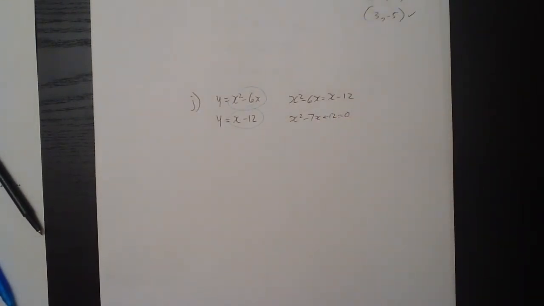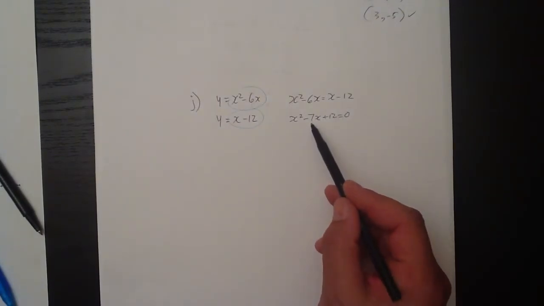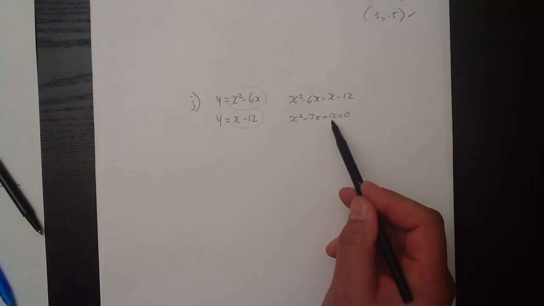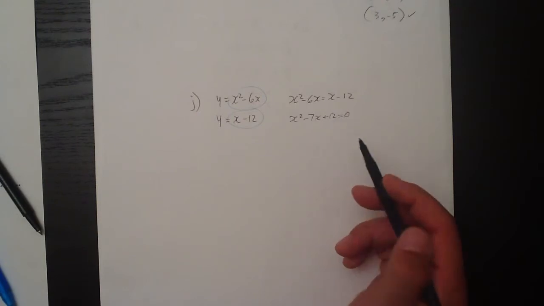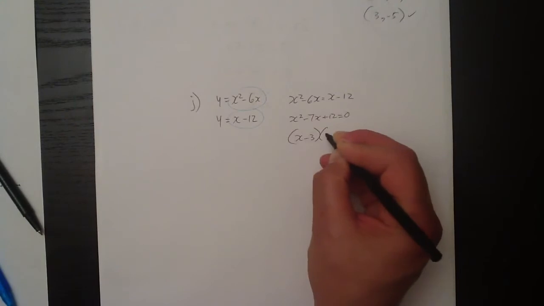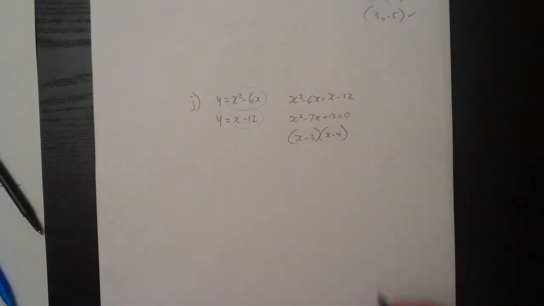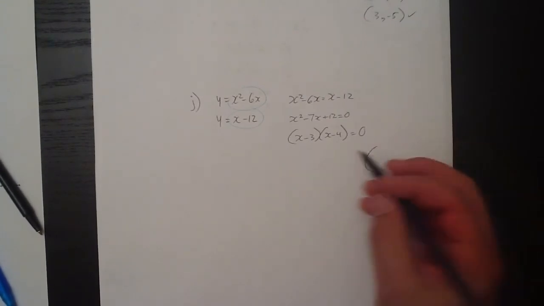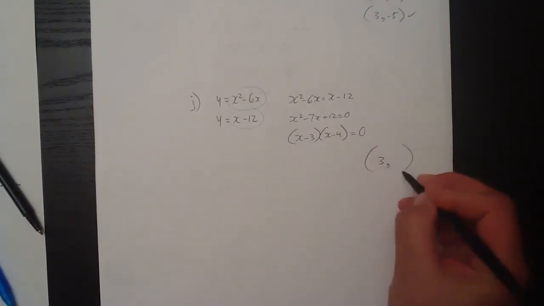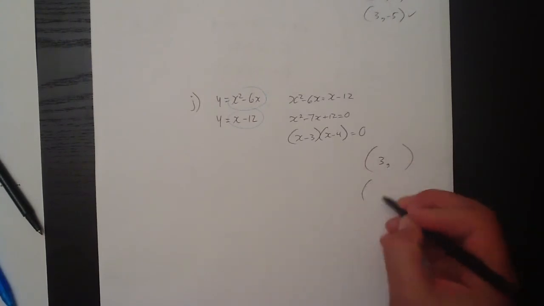So do I have two numbers that will add to minus 7 and multiply to 12? Well, 6 and 2, no. 3 and 4, yes. So negative 3, negative 4. x minus 3, x minus 4 equals 0. So my solution set then will have x as a 3 and x as a 4.